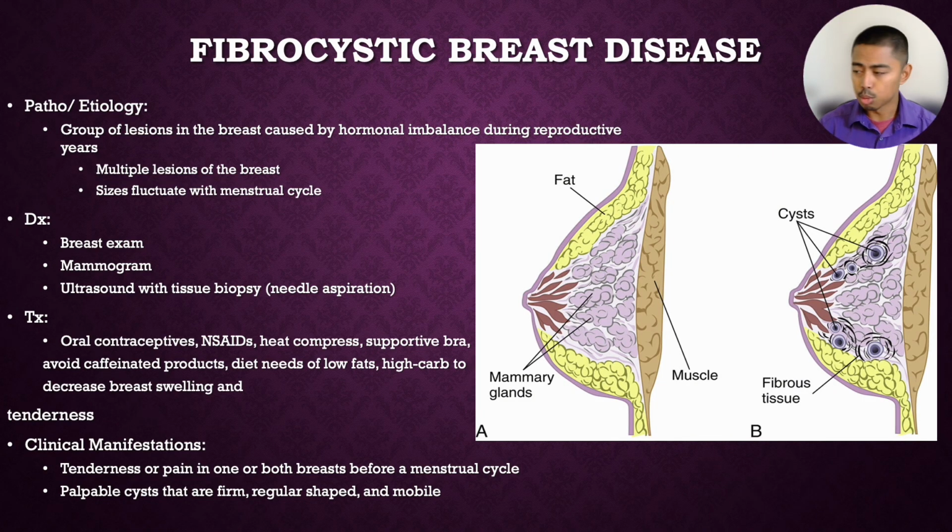And then NSAIDs help with just the inflammatory component from the tissue stretching, and of course that can help with the pain as well. What you can do as well is use a heat compress and a supportive bra, which helps reduce the irritation from the breast mechanically stretching downward from gravity and weight, of course. You can also do a low fat intake. This decreases the overall estrogen levels, since fat stores estrogen. And then high carb diets increase fiber, and this helps decrease estrogen reabsorption in your GI tract.